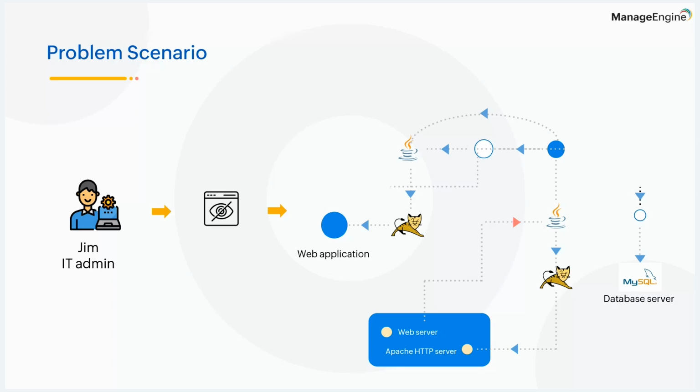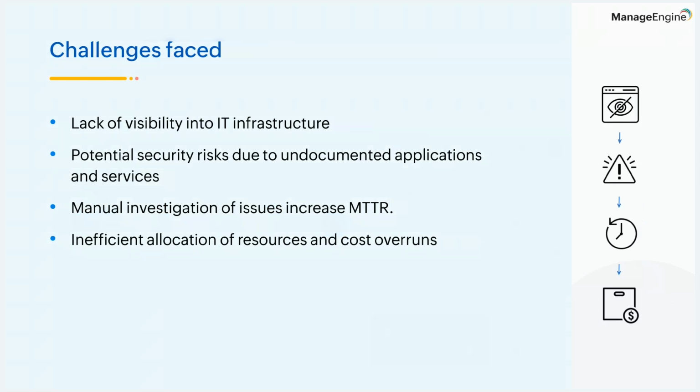To manage the infrastructure of such a large enterprise, there are many challenges for our IT system administrators. Some common challenges are lack of visibility into the infrastructure. When you don't have properly documented applications and services, that will lead to potential security issues. When you don't have proper visibility, investigating an issue or even identifying where the issue is will increase the mean time to resolve your issue. Also, insufficient allocation of resources could possibly happen in a large enterprise, and comparatively, it will also have cost overrun for your infrastructure.